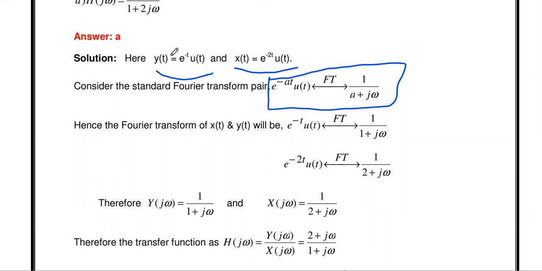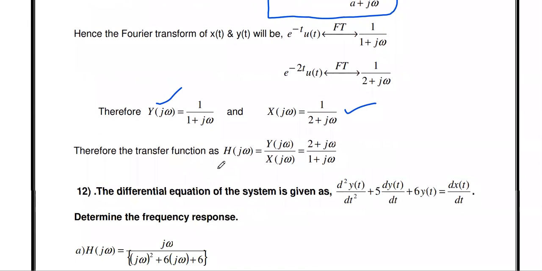So what is the Fourier transform of y of t? Y of j omega is 1 divided by 1 plus j omega. Here the a value in e power minus at is 1. So Y of j omega equal to 1 by 1 plus j omega. And if you take the Fourier transform for x of t, we get capital X of j omega. What is the Fourier transform of e power minus 2t u of t? It's 1 by 2 plus j omega. So Y of j omega calculated, X of j omega calculated.